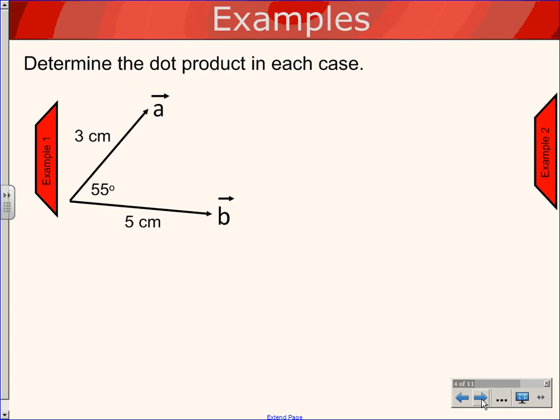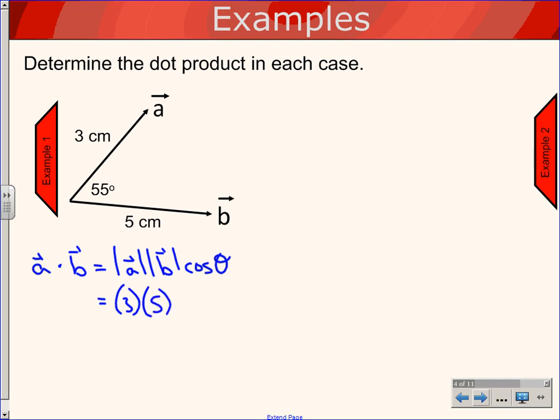Here's our first example, and we want to just go ahead and try this. Can we actually make a calculation of a dot product? So if we're trying to do A dot B, the formula says it's the magnitude of A times the magnitude of B times cos of the angle in between. That's how the formula works. So the magnitude of A was 3, magnitude of B was 5, and the angle was 55. If we do that calculation, we get an answer of about 8.60.